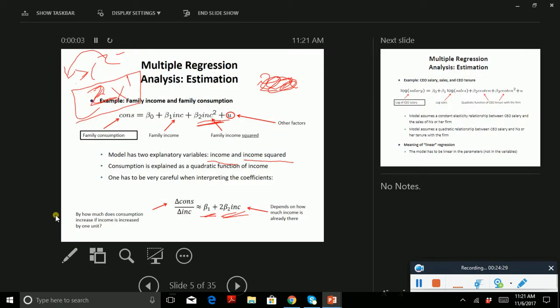Okay, is it clear for everyone? Is it a linear relationship? No, right? There's a quadratic term there. So it's not linear.